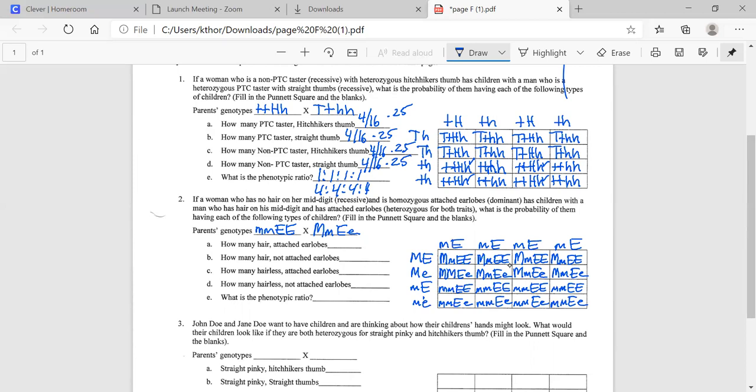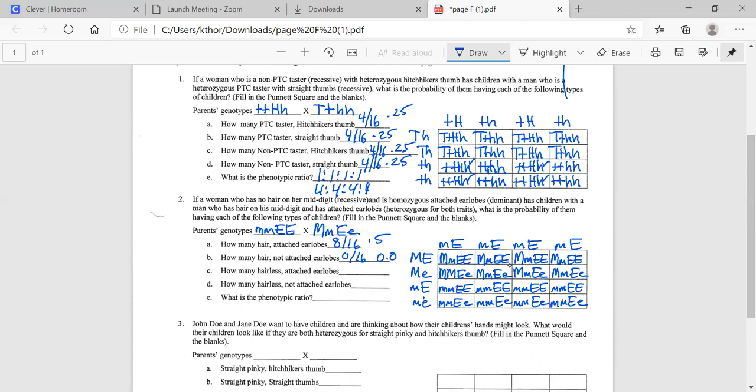Okay, how many have hair and attached earlobes? So we need a dominant M and a dominant E. 1, 2, 3, 4, 5, 6, 7, 8. 8 out of 16, that's going to be 0.5, 50%. How many have hair and not attached earlobes? So we need a dominant M and two recessive E's. We don't have that, 0 out of 16, 0.0%.